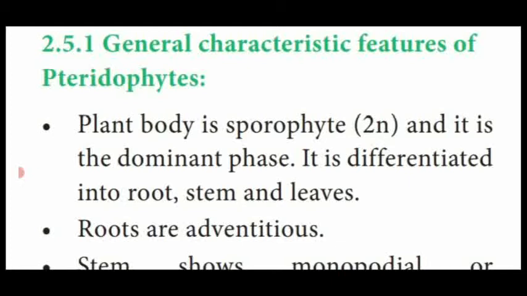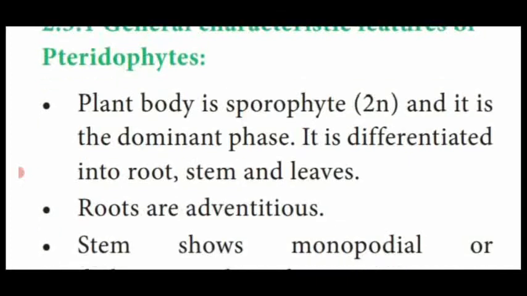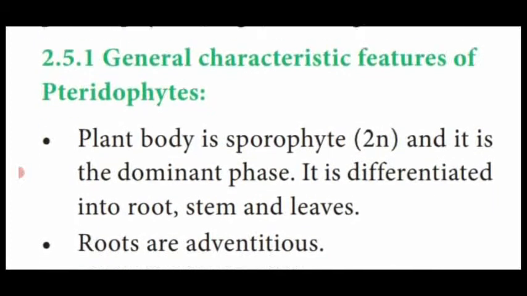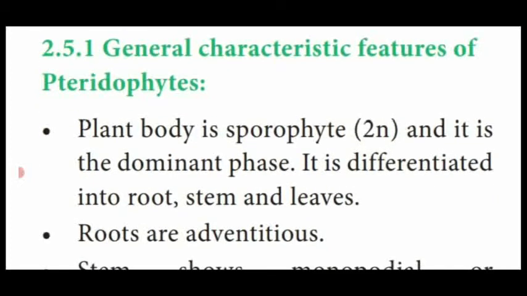Dear students, this is an important 5 mark question. General characteristic features of algae, general characteristic features of bryophytes, general characteristic features of pteridophytes. All these 3 characteristic features are very, very important 5 mark questions. The first one: the plant body is sporophyte, that is diploid in condition. Plant body is sporophyte. Underline the word.